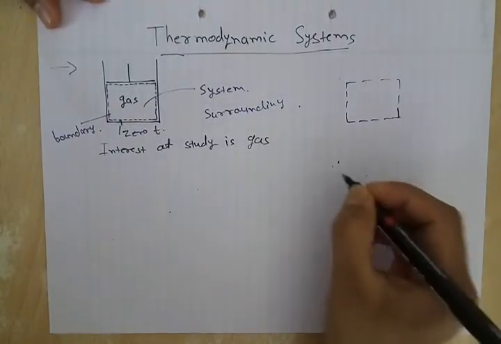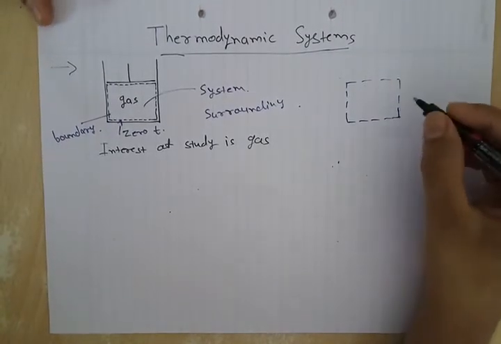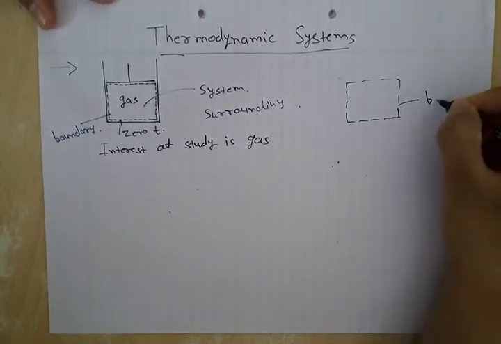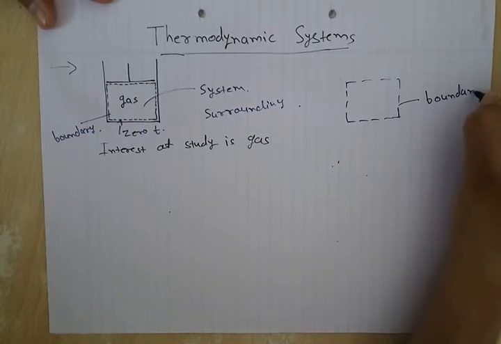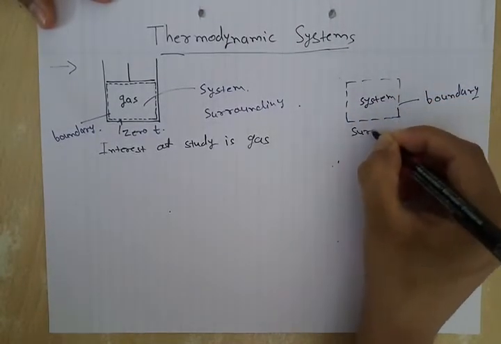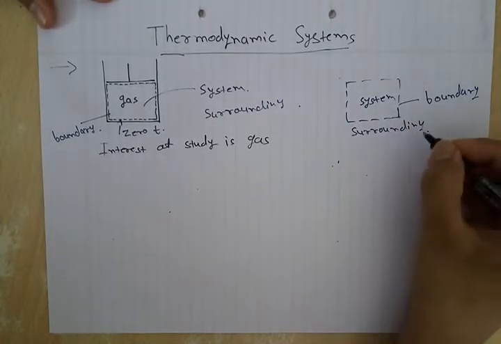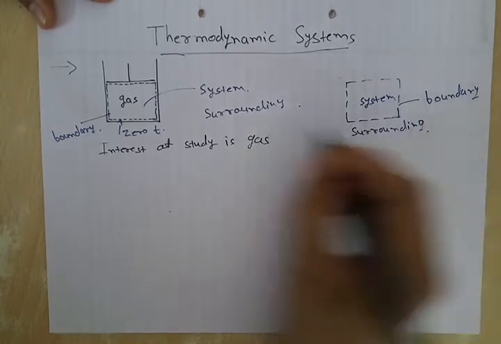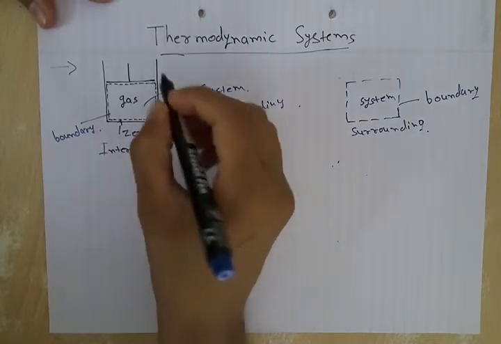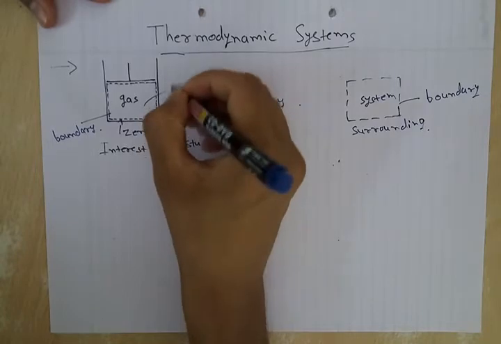So these three terminologies are extensively used to describe any thermodynamic systems. Notice that surrounding includes these walls, these inner walls of the cylinder and piston, and also this outer area.